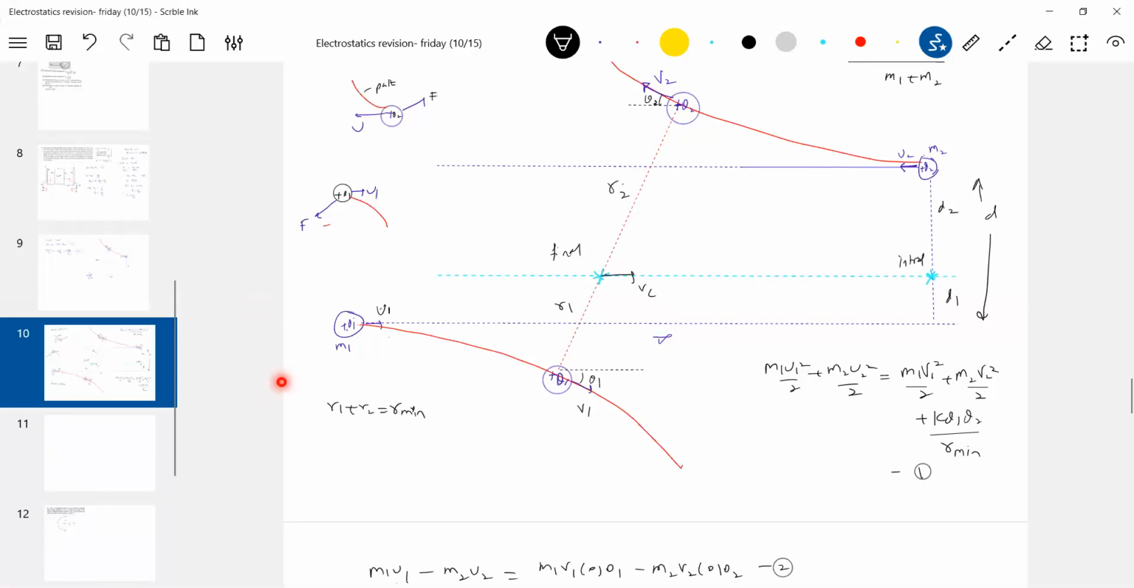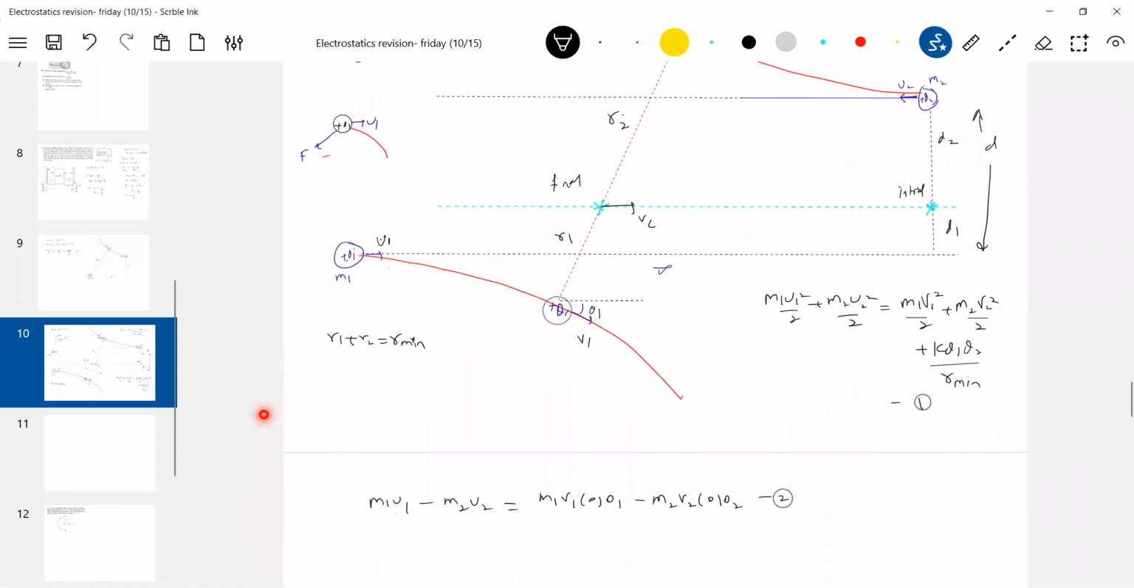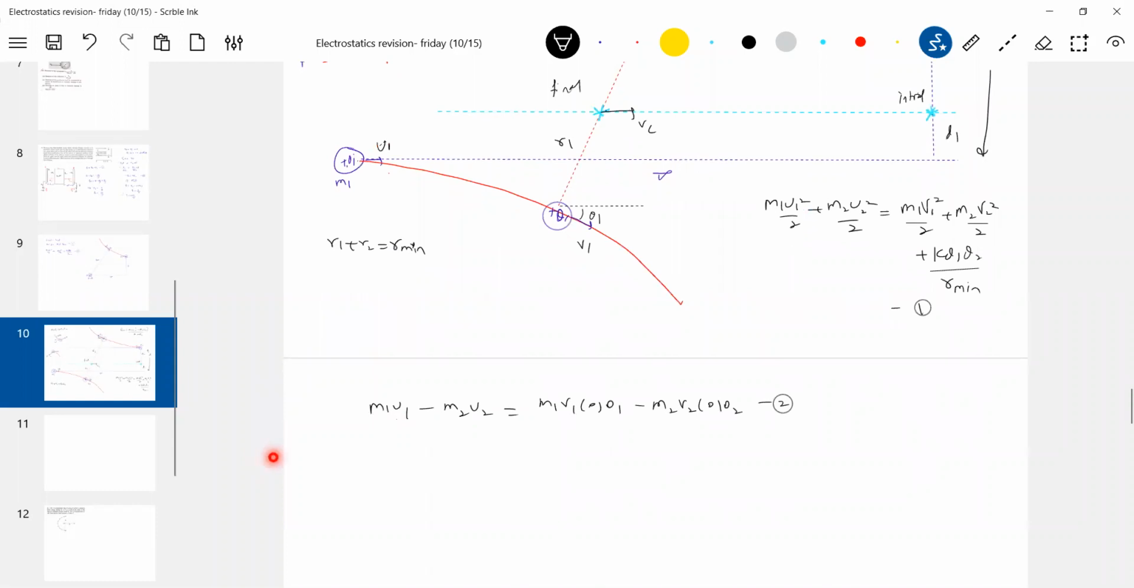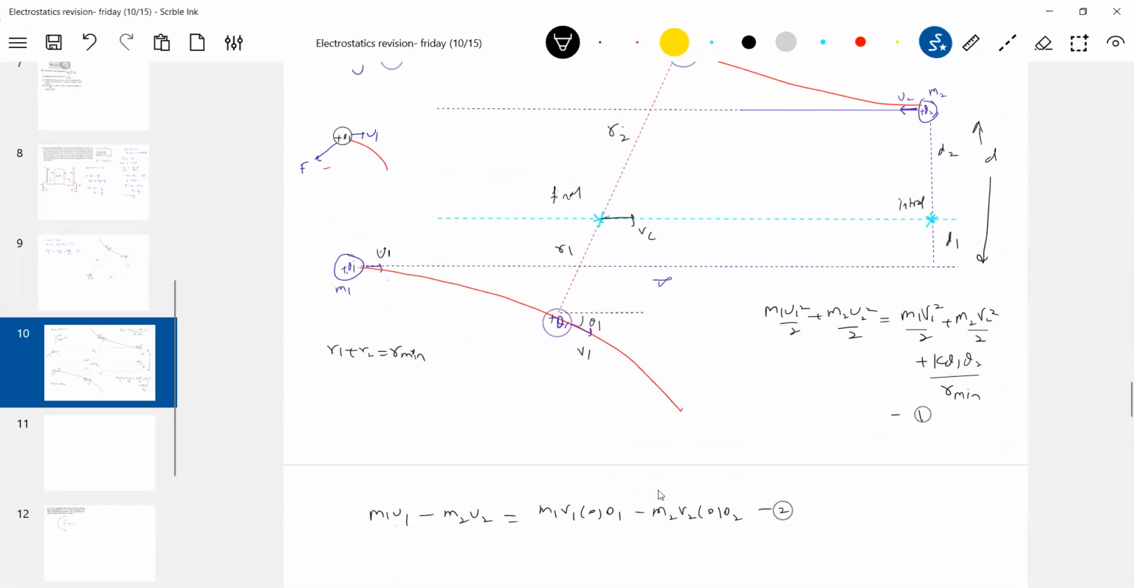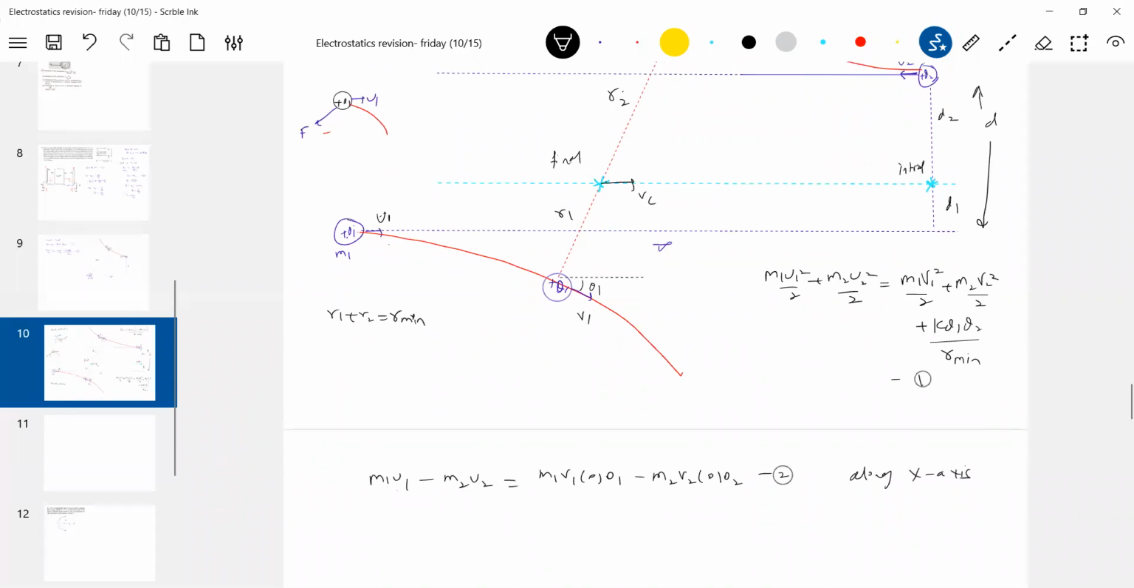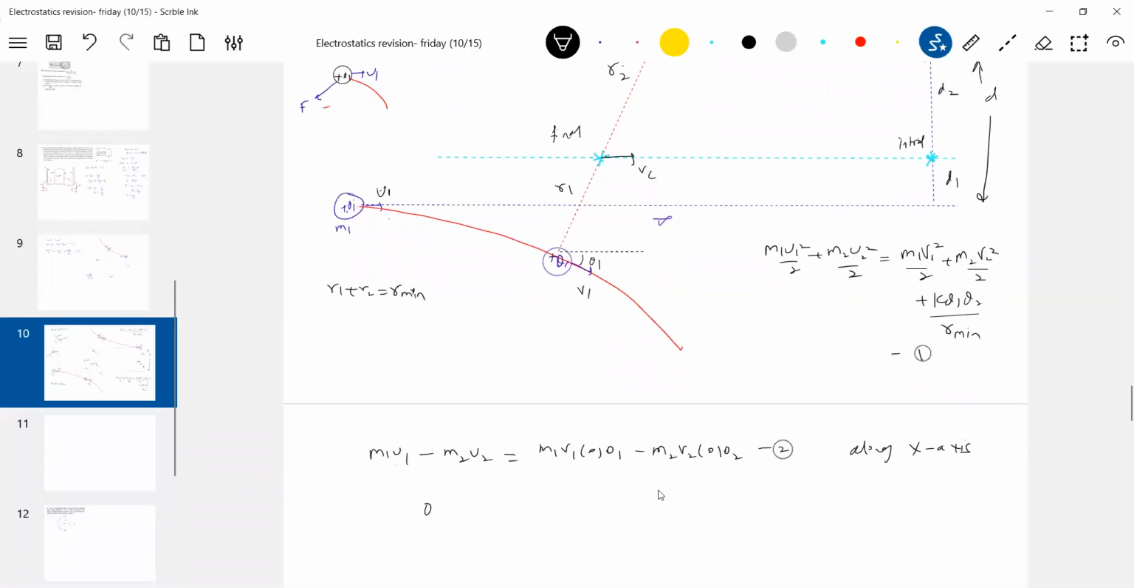Conservation of momentum along the y-axis, no sir. We can write theta 1 equal to theta 2 also. Okay, this is about the x-axis. Along the y-axis, 0 should be equal to m2 v2 sin theta 2 minus m1 v1 sin theta 1. Now we are doing the total in the ground frame.